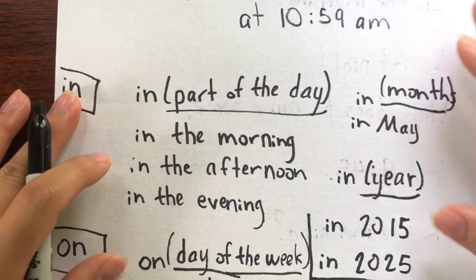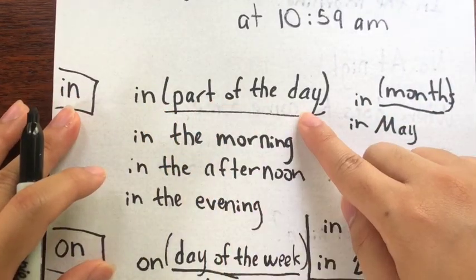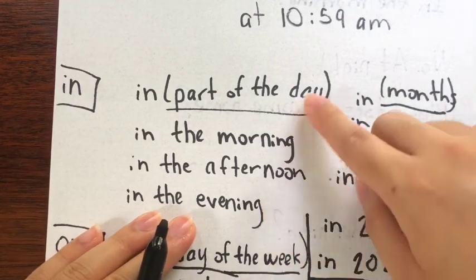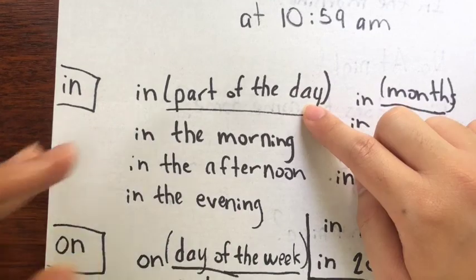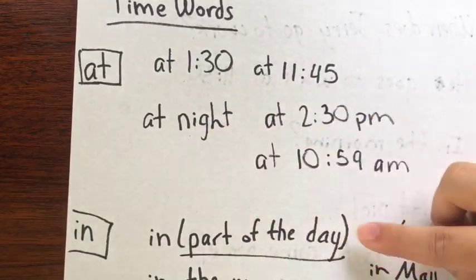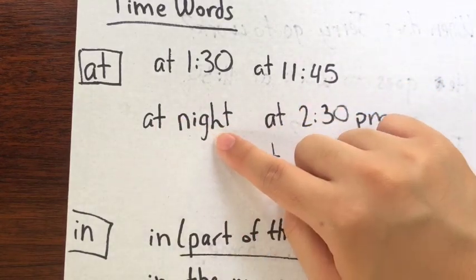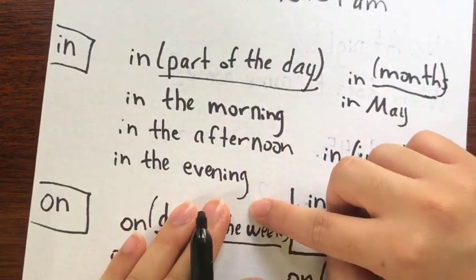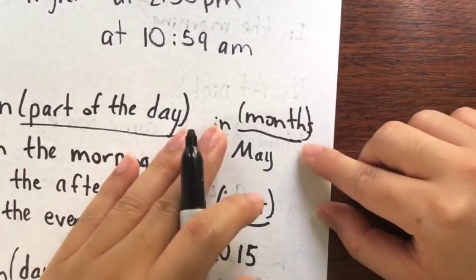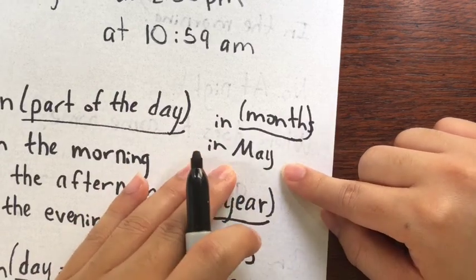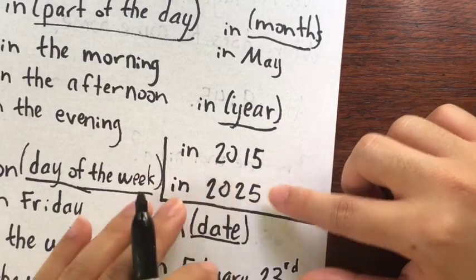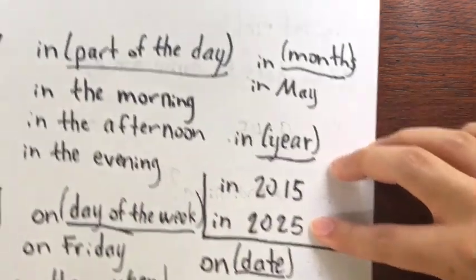The word in. We use in for parts of the day. So in the morning, in the afternoon, in the evening. These are parts of the day. Pay attention because night is not a part of the day. We say at night. But for the morning, the afternoon, and the evening, we use in. We also use in for months. So we say in May or in June. And we use in for years. In 2015, in 2025, we use in.